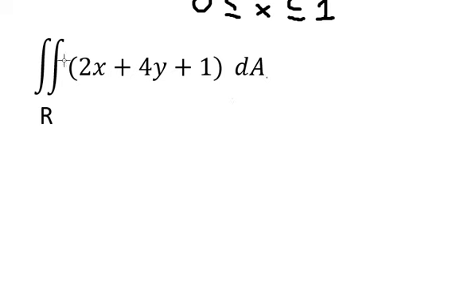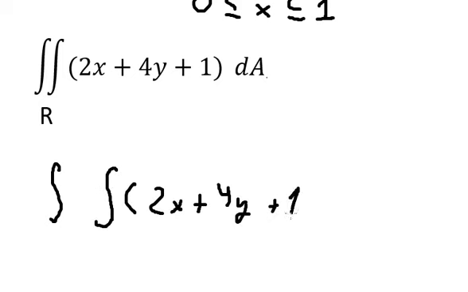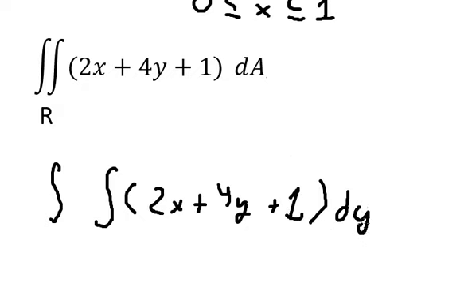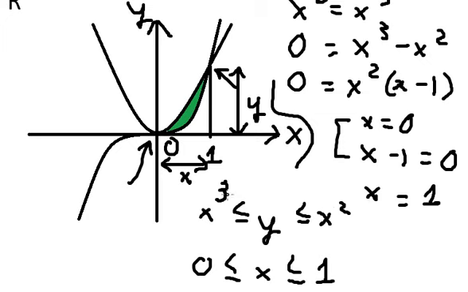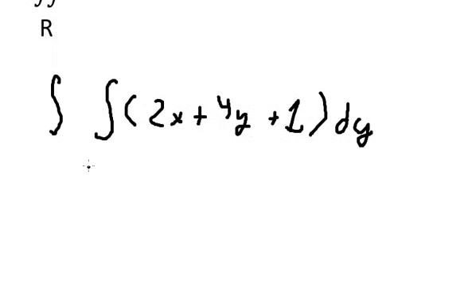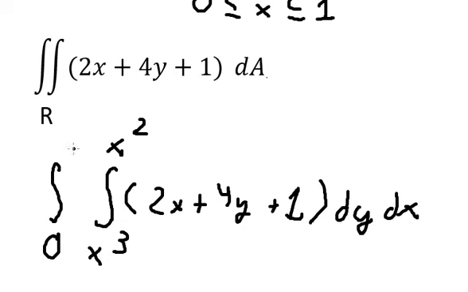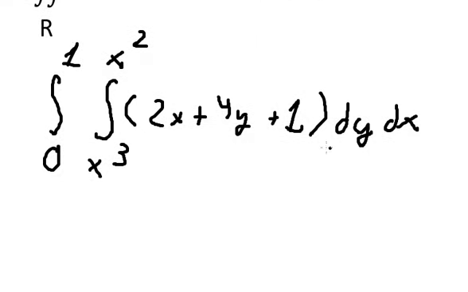And now we put the bounds. So we have dy in here between s to the power of 3 and s squared. So we put this one in here. About ds, they are between 0 and 1. So we put 0 in here, 1 in here. And now we need to calculate this one.